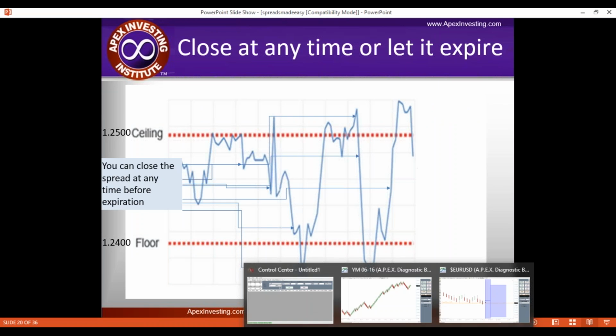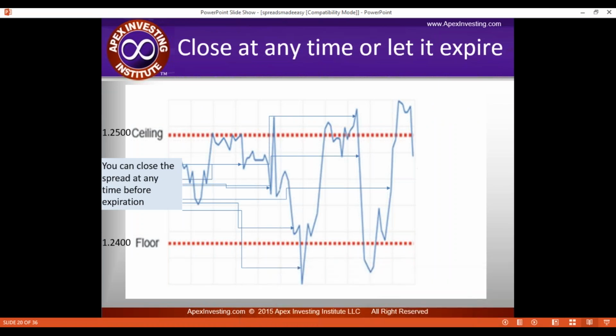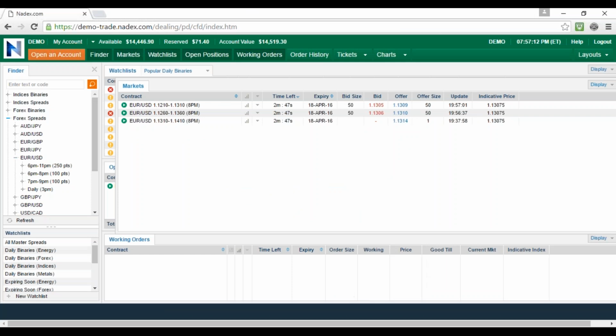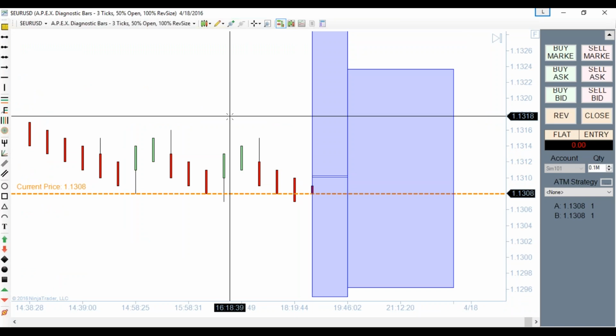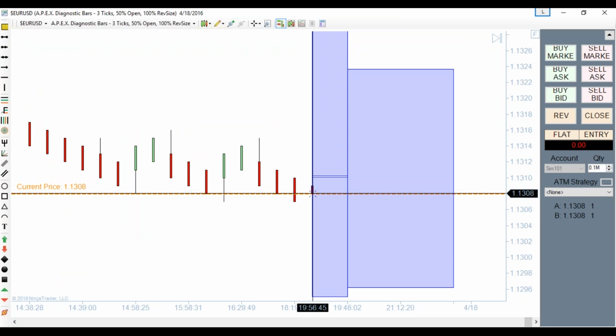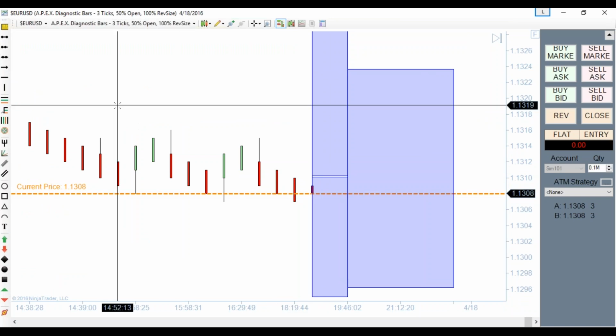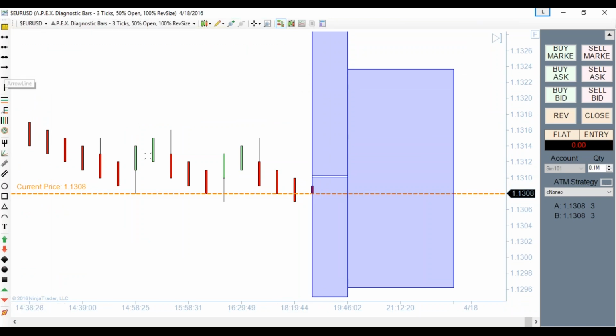Okay, so now I want to show you one other quick thing, and then we're going to have to get rolling here. Let's say that I wanted to trade the euro dollar. I don't have all of my charting stuff on here, but let's just say, for example, I thought the euro dollar was going up. Okay. So let's say that I enter a spread trade.